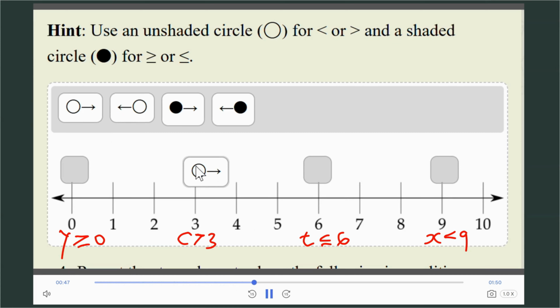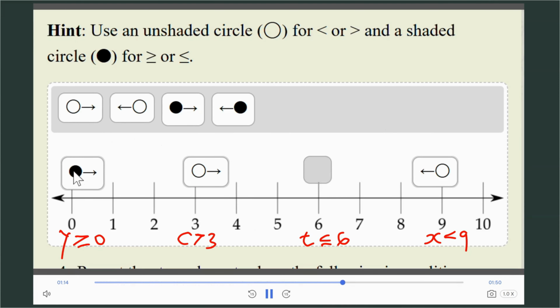And for x is less than 9, we're going to use unshaded, but less is moving to the left. And for y is greater than or equal to 0, we are going to use the shaded circle heading right because it's greater than or equal to 0.